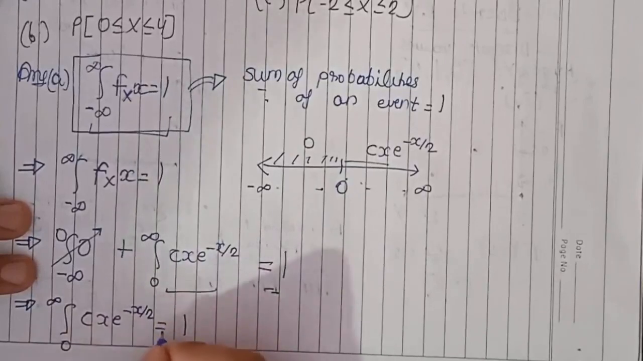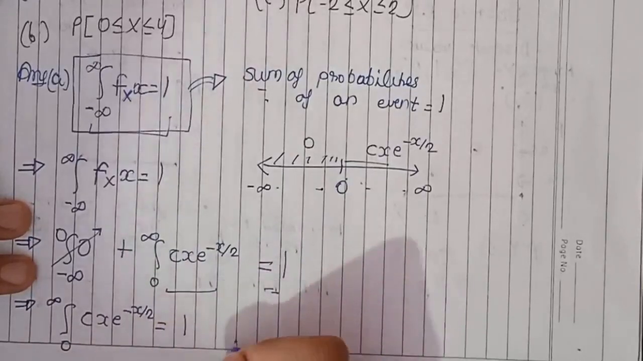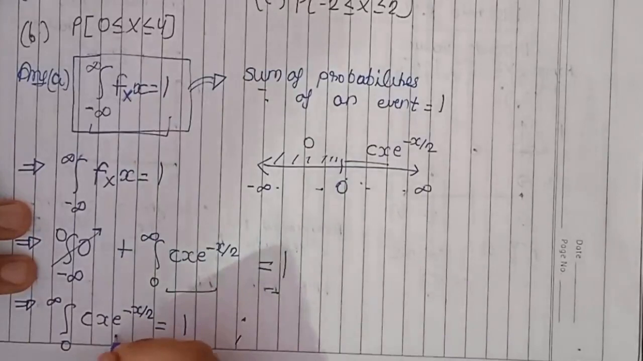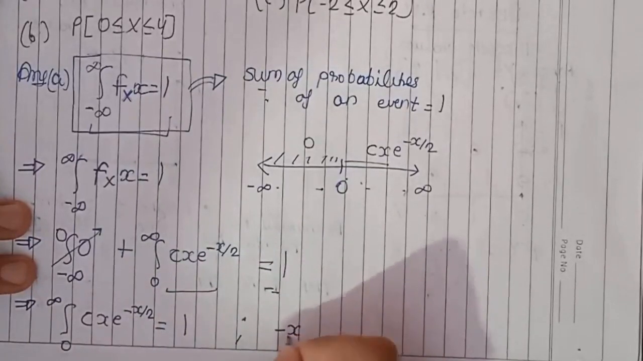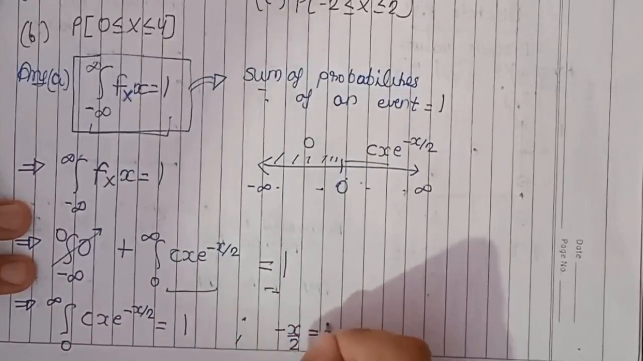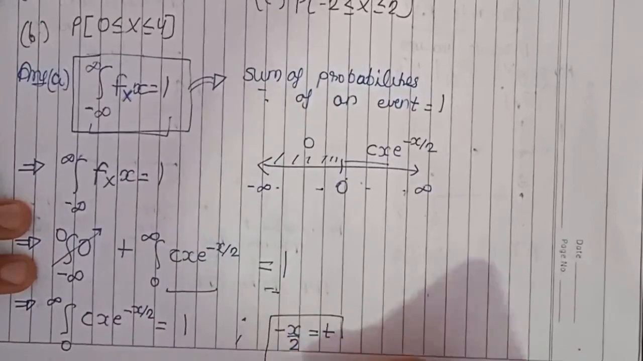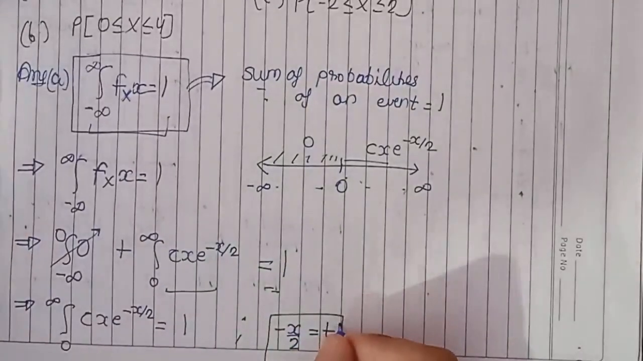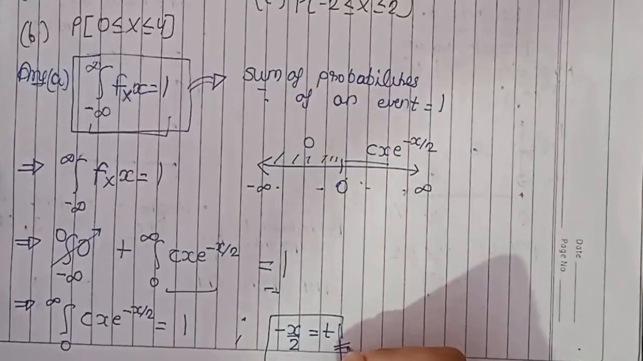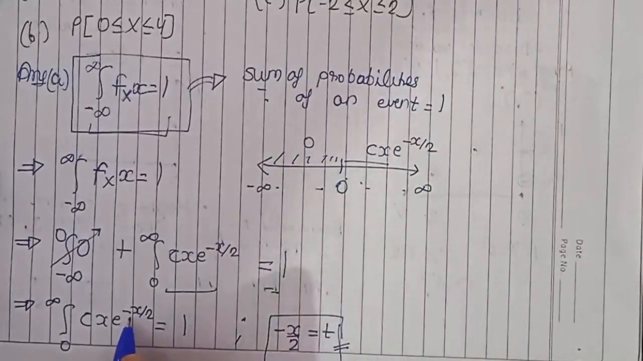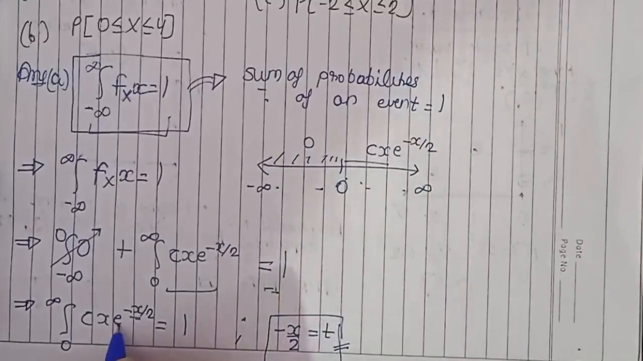Now to solve this integral we need to use the substitution method, and here the substitution that we're going to take is minus x upon 2 is equal to t. This substitution is best here because it will help us to simplify the term in the power of e.